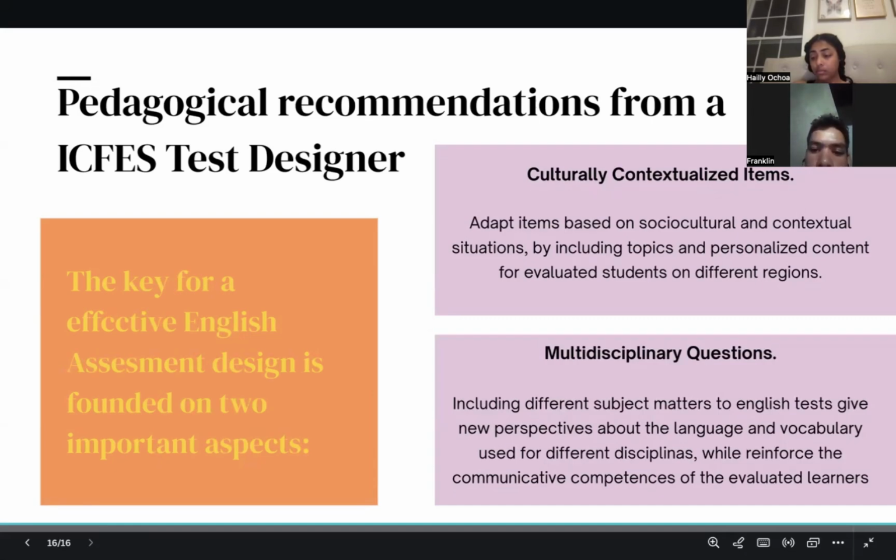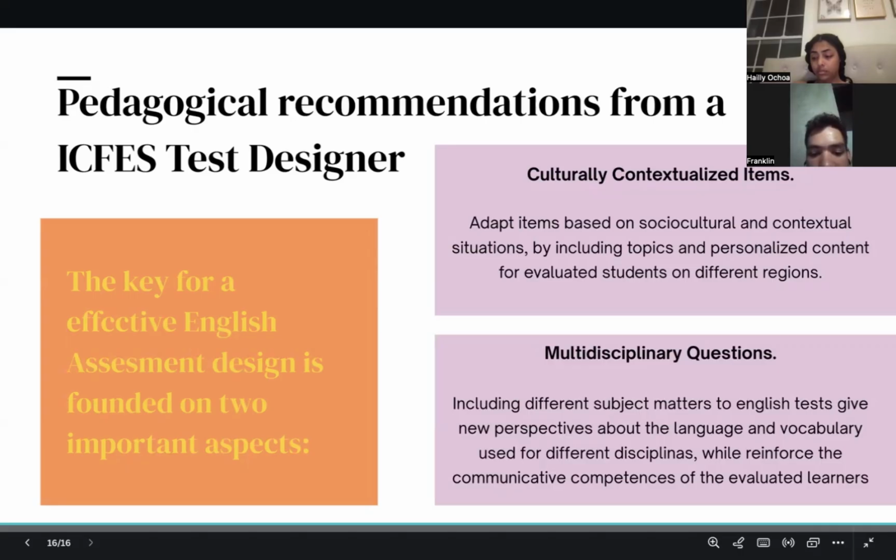What I mean with culturally contextualized items is something similar to what my companion said. It's based on the usage of the Colombian culture and also Colombian social and cultural aspects in order to create tests which are going to relate to the real life context and the different situations that learners of the region are trained to understand and experience every day. That's why, in this case, we adapt items based on social, cultural, and contextual situations, topics and personalized content for evaluated students in different regions, just like it says here.